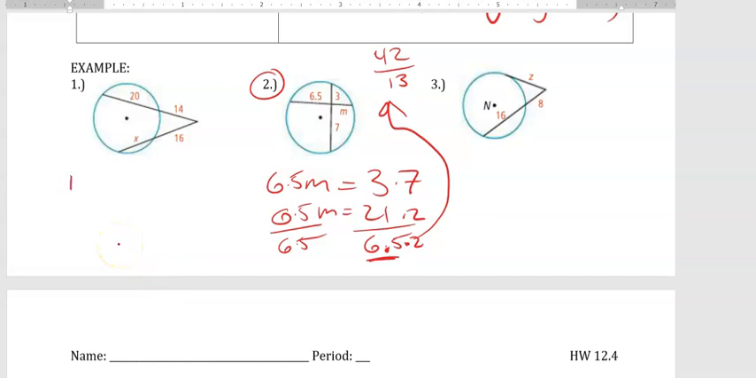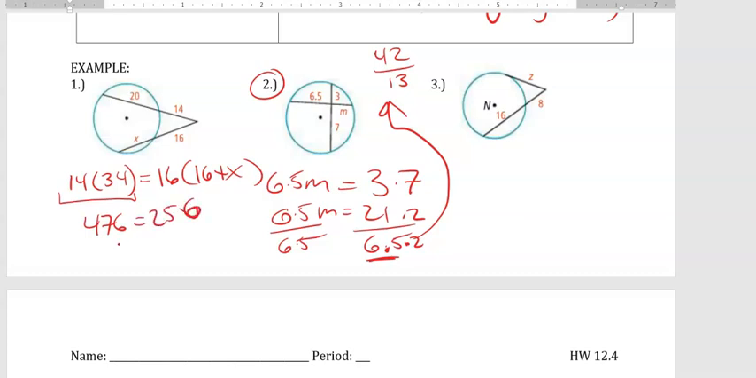This is outside, which is 14, times the whole, which is 34, equals the outside, which is 16. And what is the whole length? 16 plus X. And now we let our calculator do all the work for us. 14 times 34 is 476 equals 16 times 16, which is 256, plus 16x. Don't forget to distribute.